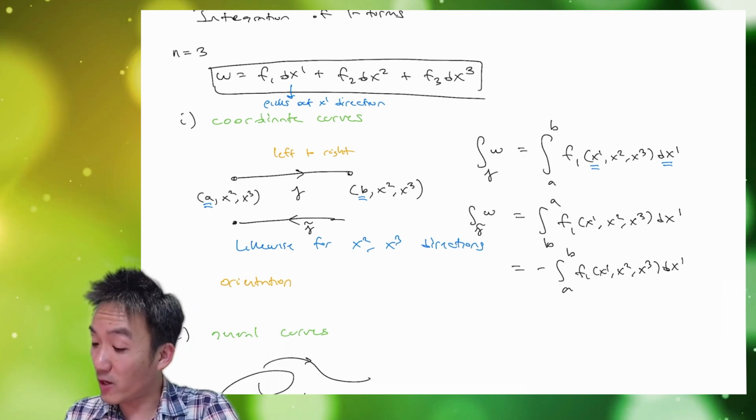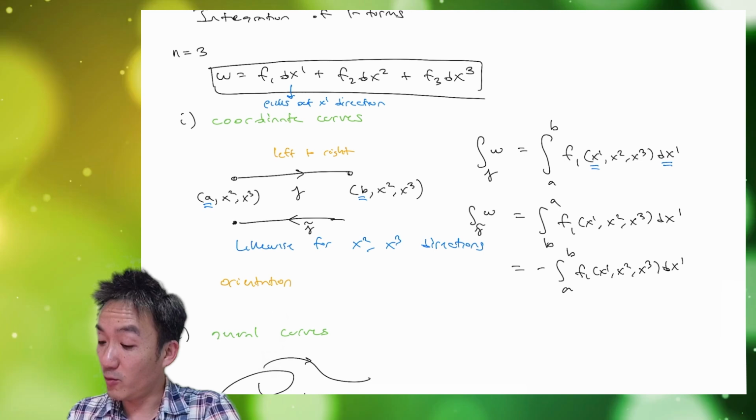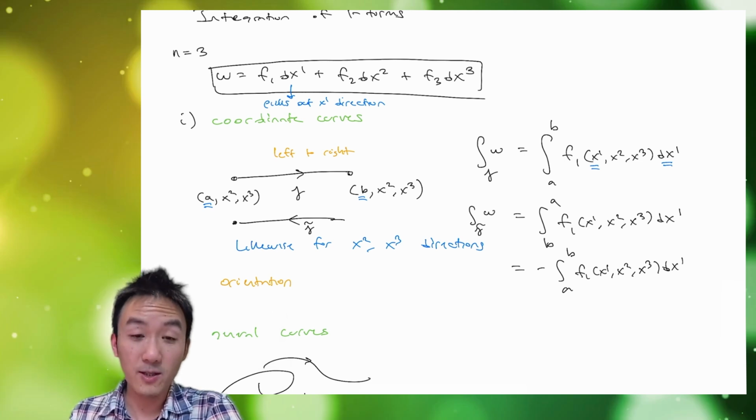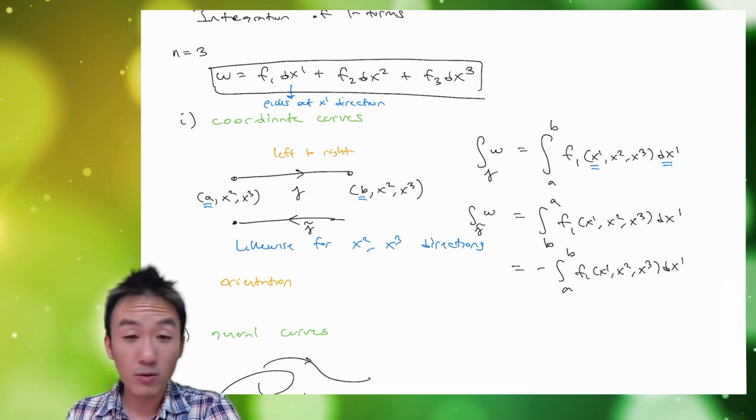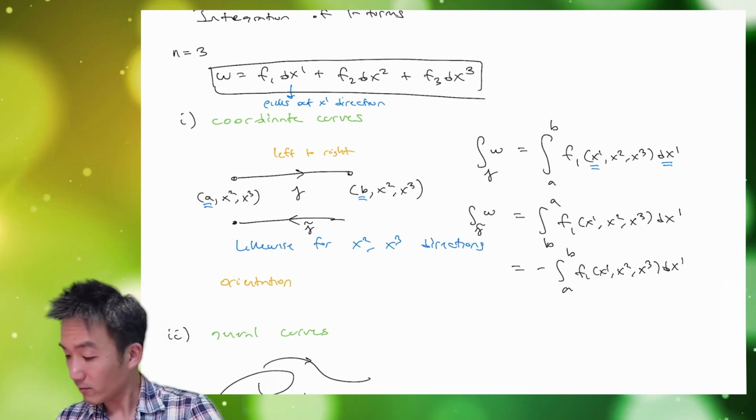So it's not so much left to right, but there's always a way to parameterize a curve, and then you could just reverse it, and that gives you 2 different orientations. And the corresponding integral will change sign if you do so. Okay.